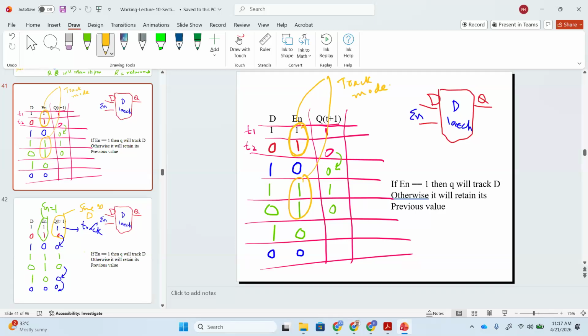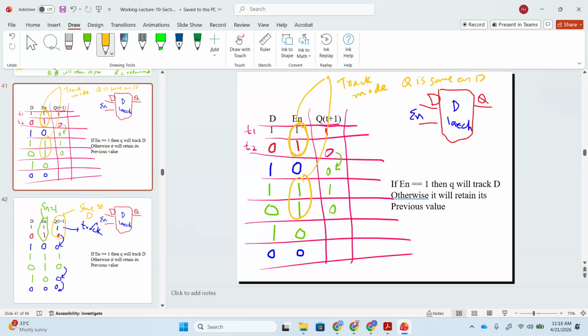And in the track mode, Q is the same as D. So can you see here? This is track mode, so Q is the same. D is 1, Q is 1. D 0, Q 0. Now track mode, D is 1, Q is 1. D 0, Q 0. Any question? And now we go into the retain mode.